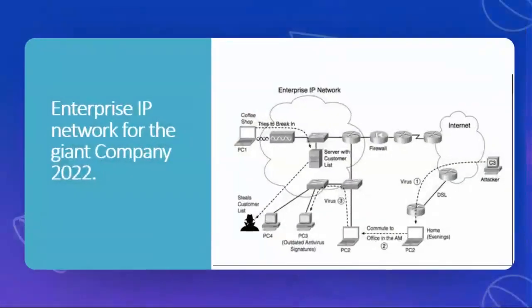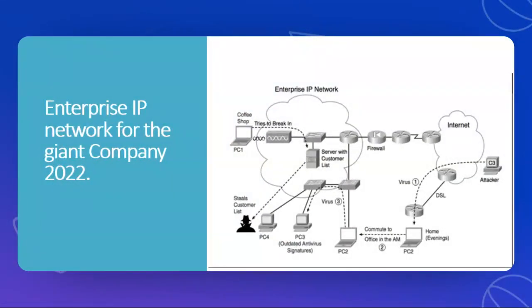Here is a diagram looking at the architecture, how it's designed, and all that. And from our left, we have a coffee shop. Then we have a PC one, that is personal computer one. We have personal computer four. We have personal computer two, personal computer three, and all these. In between, we have a customer here who is stealing, and there's a stealing list. Then we have a virus here, and this virus has an outdated antivirus signature.